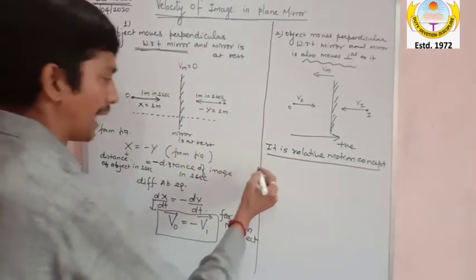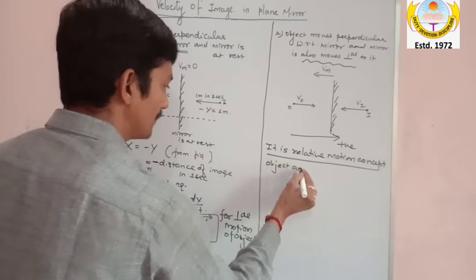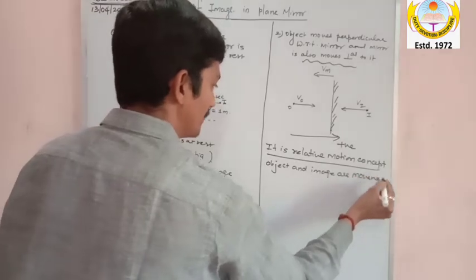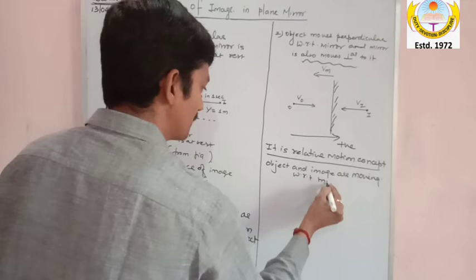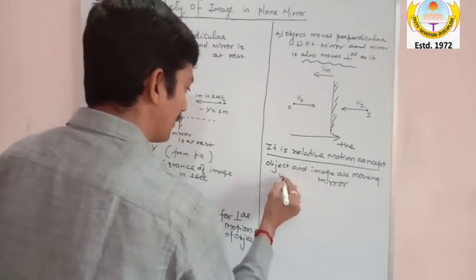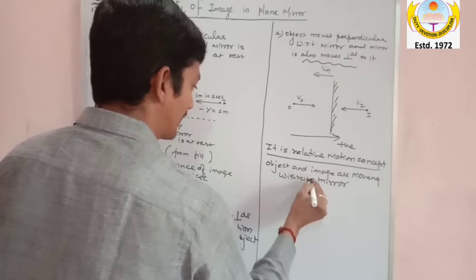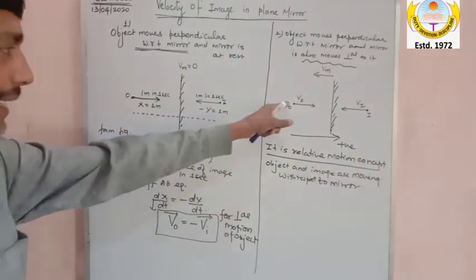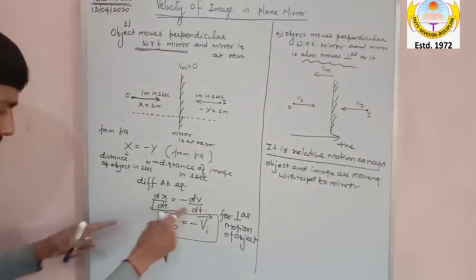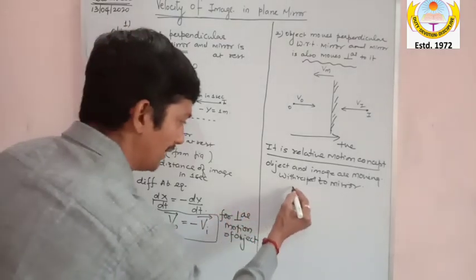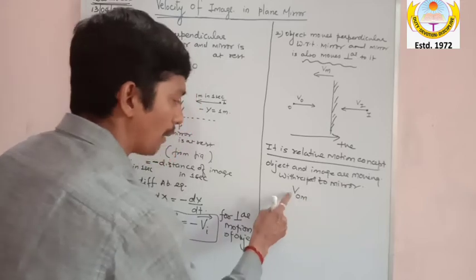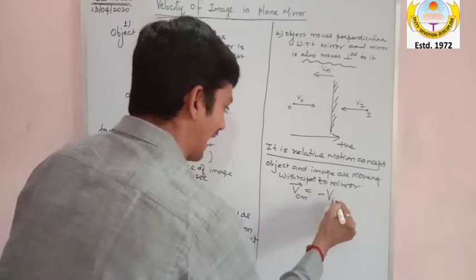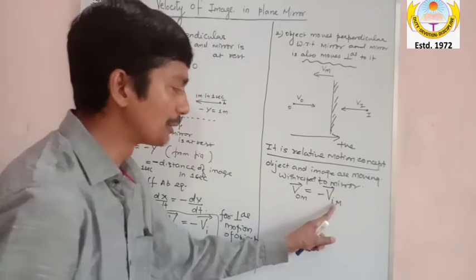And in relative motion concept, object and image are moving with respect to mirror. So here, when I write this formula with respect to mirror, the formula is VOM, that is object moving with respect to mirror, is equal to minus VIM, that is image moving with respect to mirror.